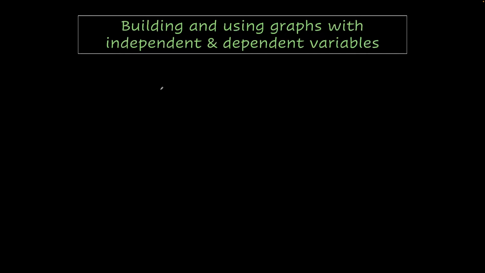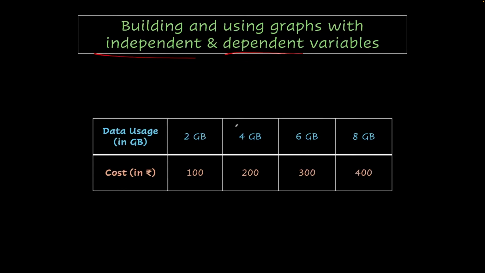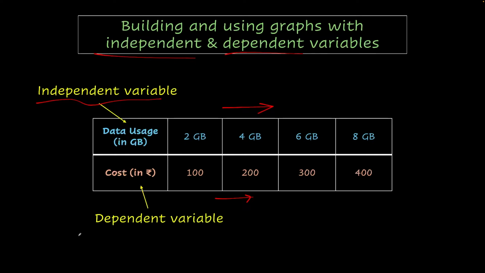Hey there, let's learn about building graphs using independent and dependent variables. Here we have a dataset for data usage versus cost. As you already know, if you use more data, your cost will increase. In this example, data usage is called the independent variable and the cost is called the dependent variable, because if you increase your data usage, your cost will also proportionally increase.